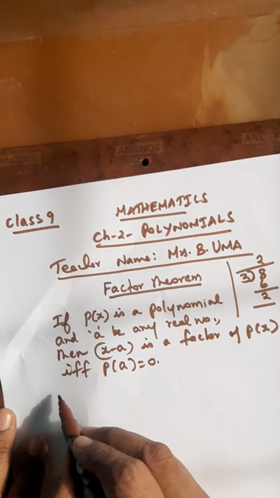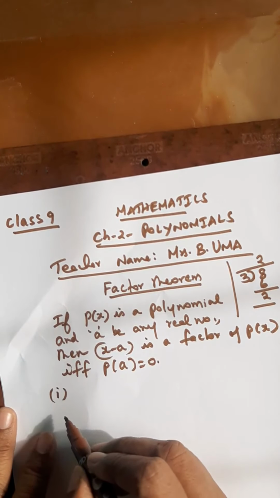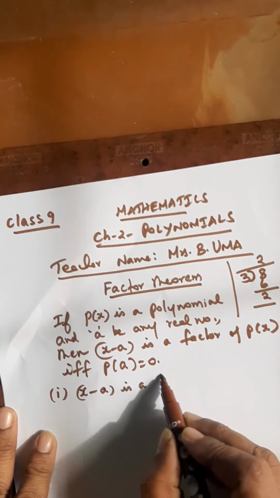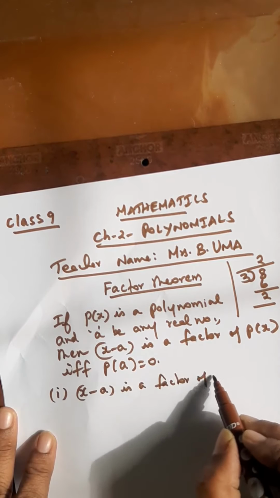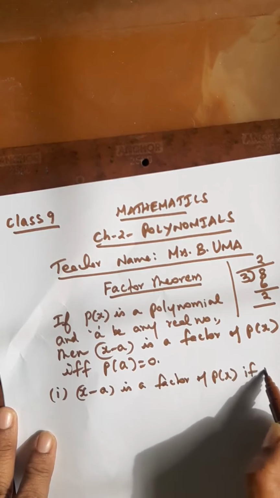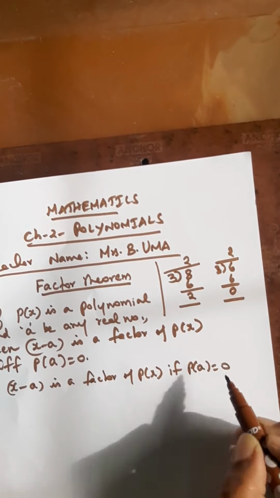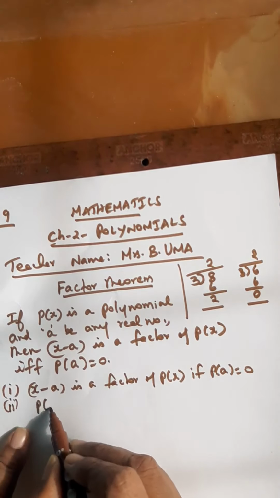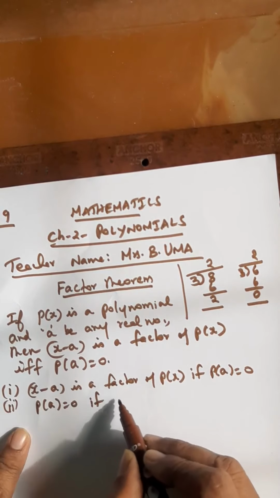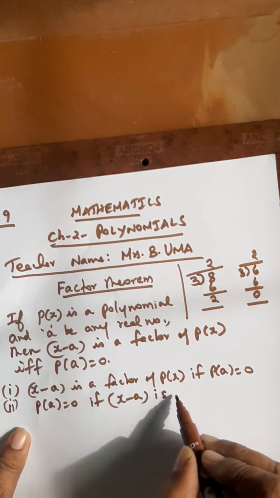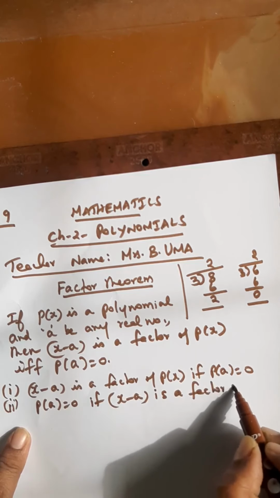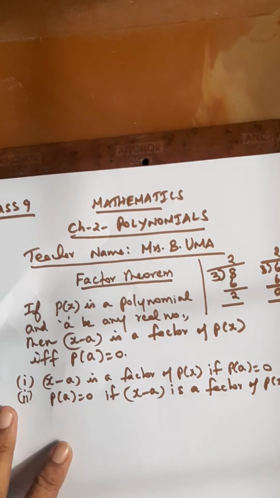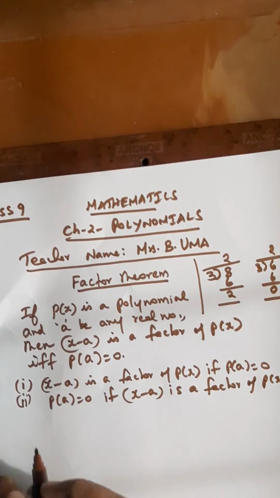What does it mean by if and only if? Two things are there. If and only if means x minus a is a factor of P of x if P of a equal to 0. Then reverse: P of a equal to 0 if x minus a is a factor of P of x. This is what together forms if and only if. Let us see the first part. Proof for the first part.